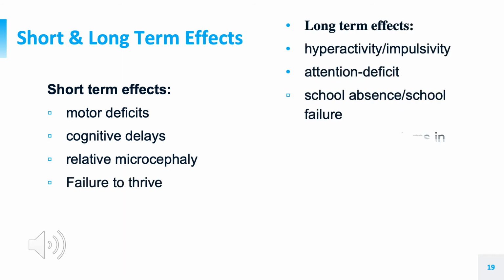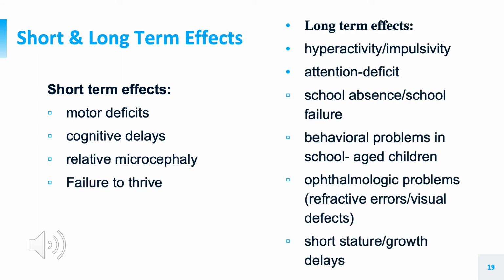The most common short-term effects seen in an infant with NAS are motor deficits, cognitive delays, relative microcephaly, and failure to thrive. The long-term effects are hyperactivity and impulsivity, attention deficit, school absences and school failure, behavioral problems in school-age children, ophthalmological problems, so there's usually refractive errors and visual deficits, and short stature, again related to their failure to thrive, and growth delays.